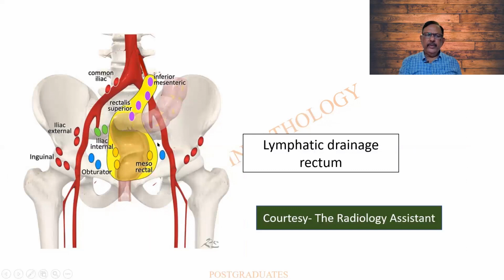The lymphatic drainage we have already mentioned, and there are different groups of nodes. That can be the paracolic, and then it can be the common iliac, internal iliac group of lymph nodes. We should be aware of it.